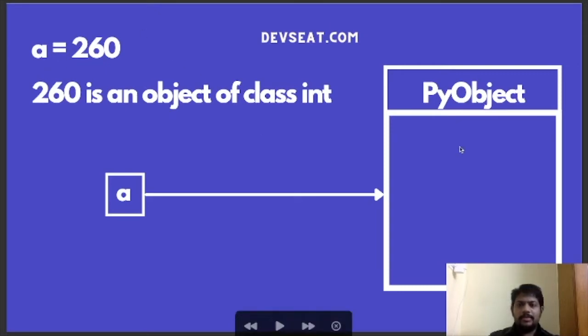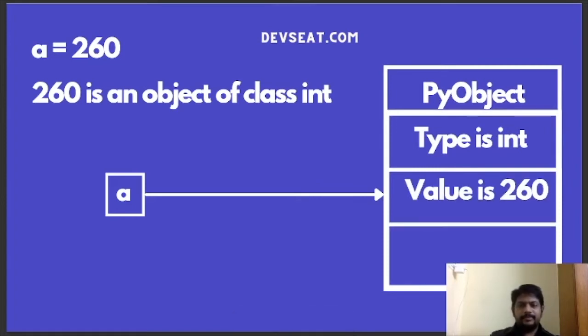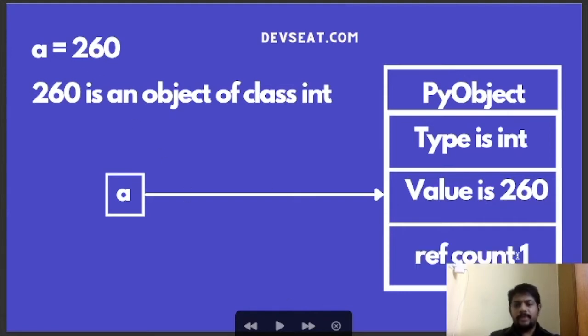So what is this PyObject? PyObject is in the CPython implementation. The type will be int, which is one of the memory overheads that we have in the object. The value will be 260. So data type is equal to int, value is equal to 260, and reference count is 1, because this object is pointed to by one reference variable. This is your PyObject, and this is all the memory overhead it has.